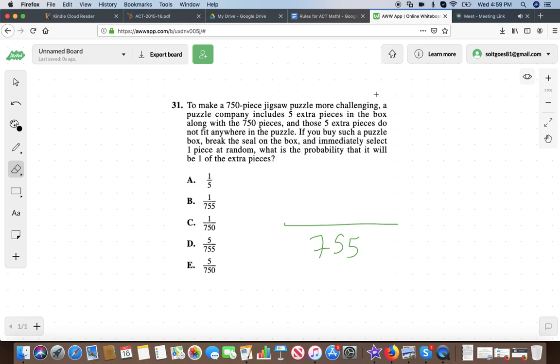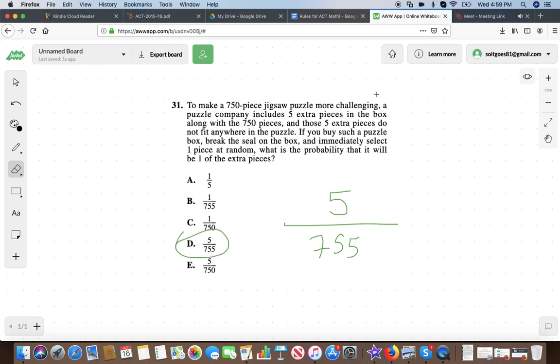I guess we could simplify and get something else, but I would say B and D are already looking pretty good. But what is our winning outcome? You just want one of the pieces. One of which pieces? One of the extra 5. And how many winning outcomes are there? There's 5 extra pieces, therefore 5 winning outcomes. So 5 out of 755. Answer choice D.